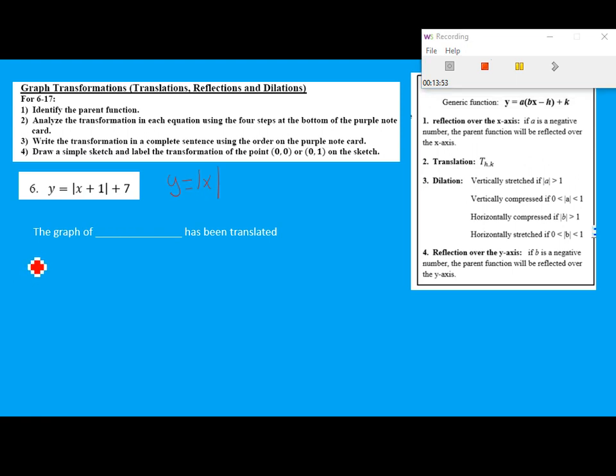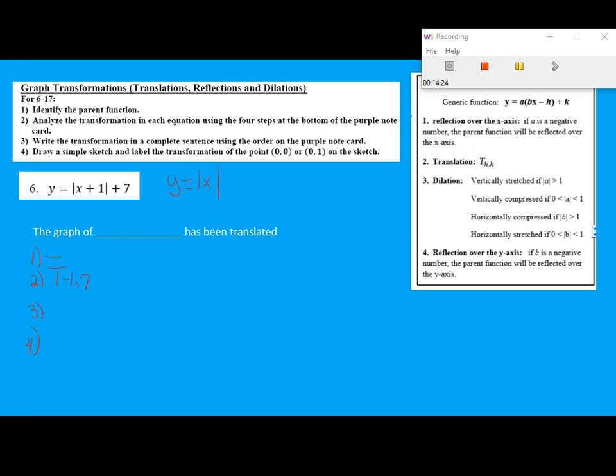So what I'm going to do is put a 1 and a 2 and a 3 and a 4. The 1 representing the reflections, a 2 representing the translations, the 3 representing the dilations, and 4 the other reflections. So let's just go down that list. Is there a negative number out front? The answer is no. So there's no reflection over the x. Ask yourself now, has there been a translation? Well, there has. So there's a translation, that's 1 to the left and up 7.